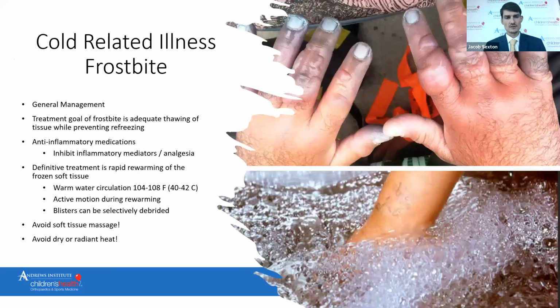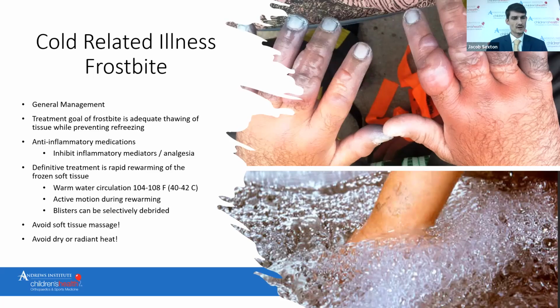So for frostbite general management, the treatment goal is for adequate thawing of the tissue while preventing refreezing. You should consider using anti-inflammatory medication such as ibuprofen, Motrin, Mobic, any of those, as they will inhibit the inflammatory mediators, and so therefore reduce the amount of swelling, amount of edema, amount of vascular damage, while also promoting an analgesic effect for the patient.